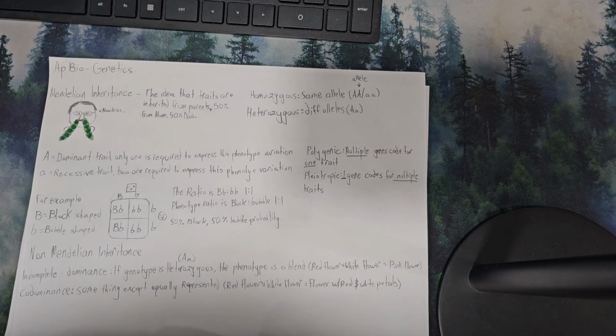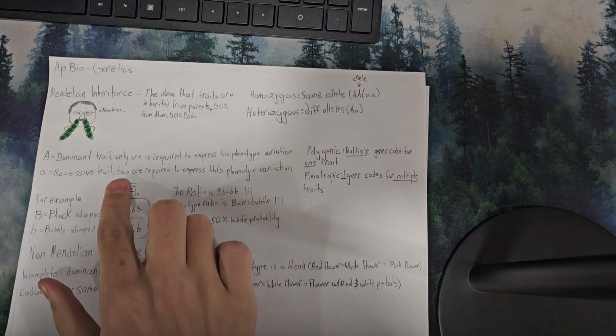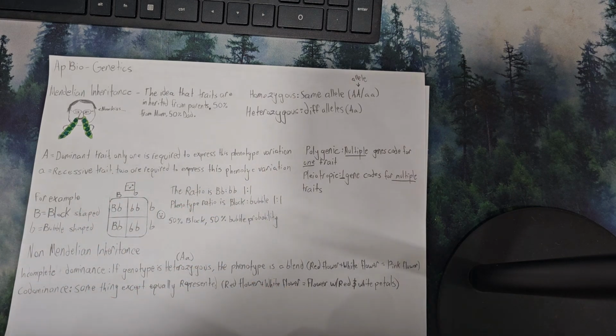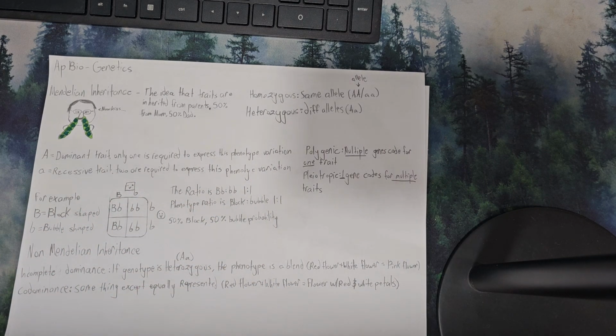So, if we think to the real world, for example, this is a bit of a simplification, but you see a lot of brown hair and not a lot of ginger hair. So, ginger would be a recessive trait, right? A trait that two alleles are required to express its phenotype, while brown-haired is a dominant trait. So, if a brown-haired person and a ginger-haired person had a child, their kid would probably have brown hair. But if a ginger person and another ginger person had a kid, then their kid would probably be ginger.